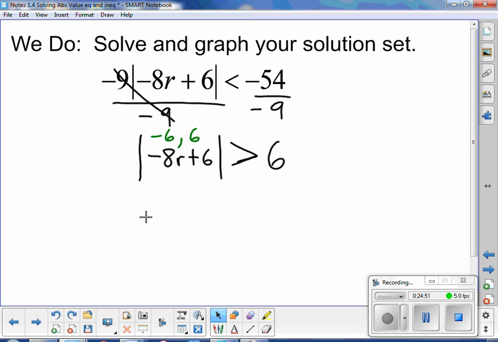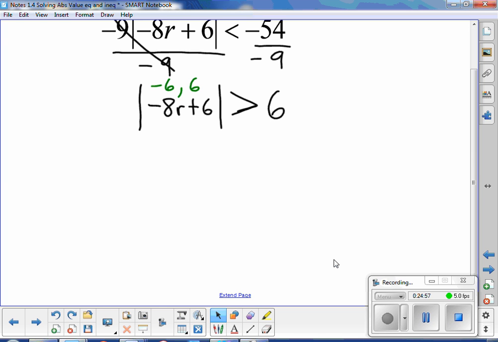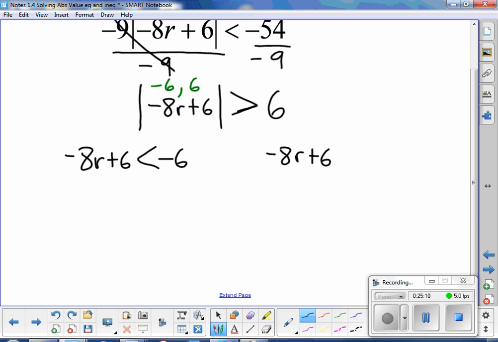Now that the absolute value bars are isolated, we can go ahead and split it into 2 inequalities. So it's going to be the negative 8r plus 6 with a negative 6. Since that sign changed, I'm going to go ahead and flip the inequality over. Negative 8r plus 6. Since that is a positive 6, the inequality will stay the same there. So you should have on the negative side, it flips over. On the positive side, it stays the same as the original. Okay?